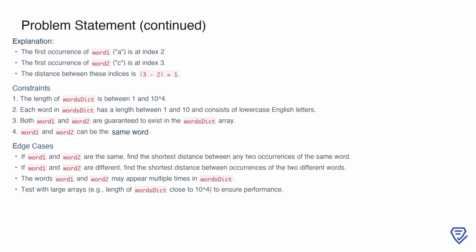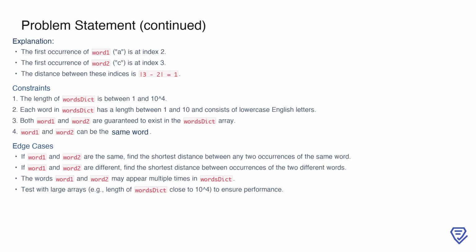In the third example, wordsDict is A, C, A, B, C, A, and the words word1 and word2 are A and C, respectively. The first occurrence of word1, A, is at index 2, and the first occurrence of word2, C, is at index 3. The distance between these indices is 3 - 2, which equals 1. This is the shortest distance between A and C in this list, so the output is 1.